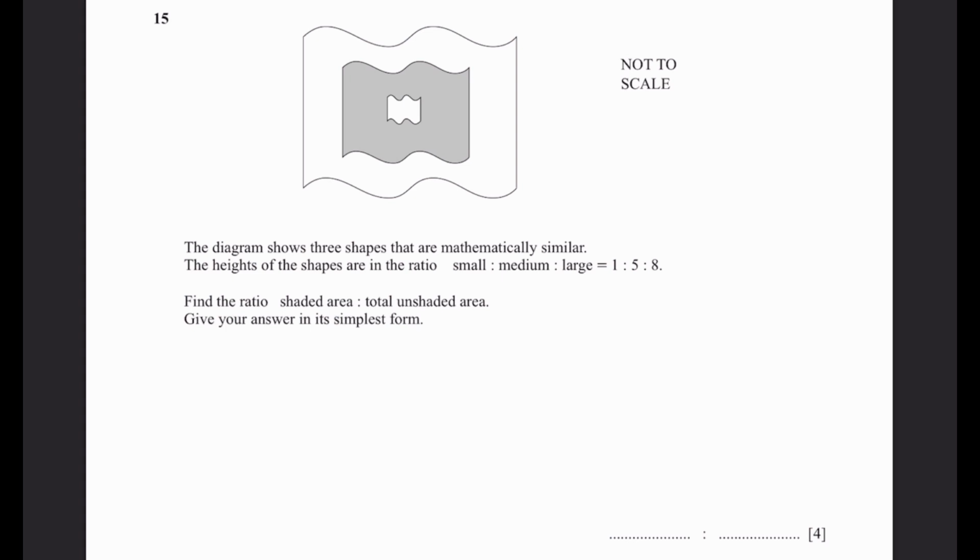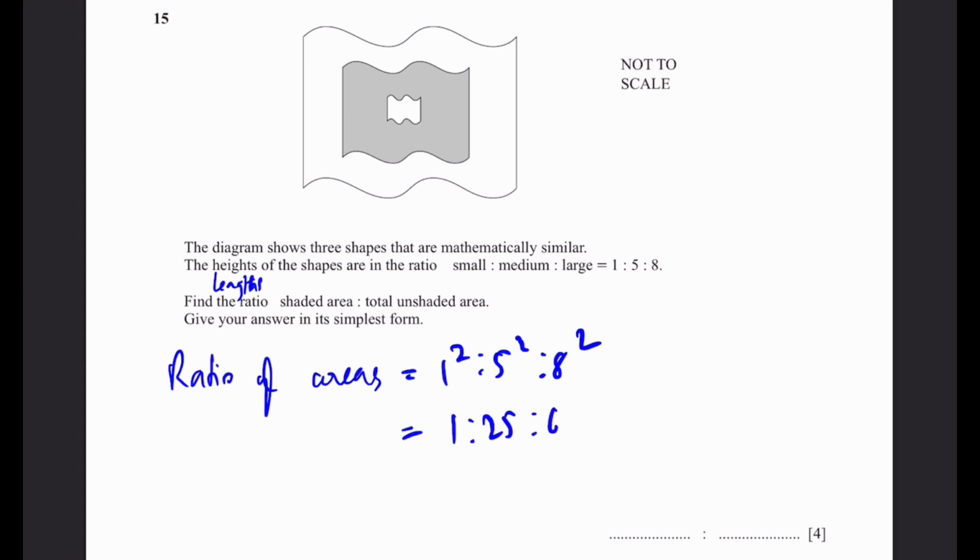So if the ratio of the heights is 1 is to 5 is to 8, that means the ratio of the length is also 1 is to 5 is to 8. So the ratio of areas, by the way, I'll just mention that the lengths of the shapes are also in this ratio here. So the ratio of the areas will be equal to 1 squared is to 5 squared is to 8 squared, which is equal to 1 is to 25 is to 64.